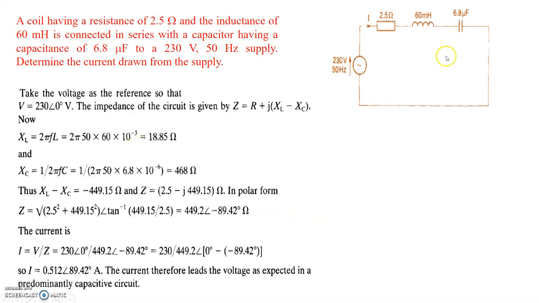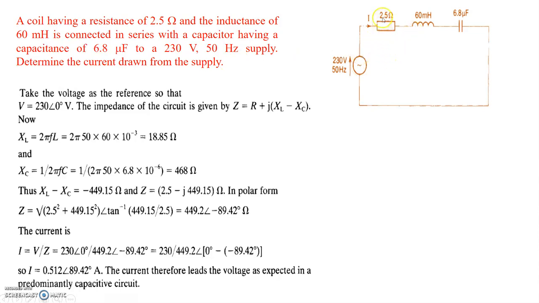To start with, a simple RLC circuit is considered. This is a coil of resistance 2.5 ohms and inductance of 60 millihenries. This coil is connected in series with a capacitor of 6.8 microfarads, and the set is connected to a 230 volts 50 hertz AC supply. The aim of this problem is to determine the current drawn from the supply.